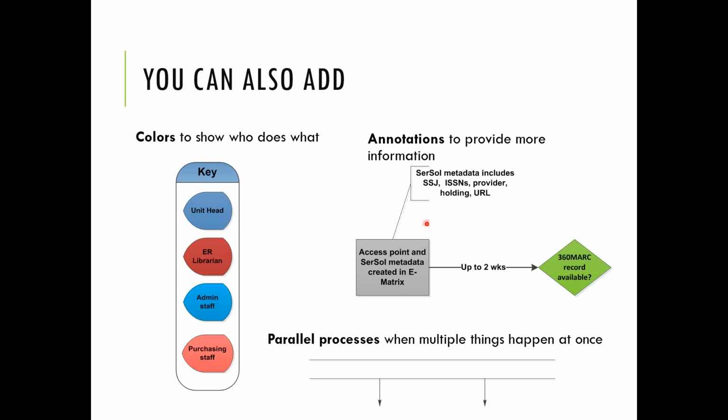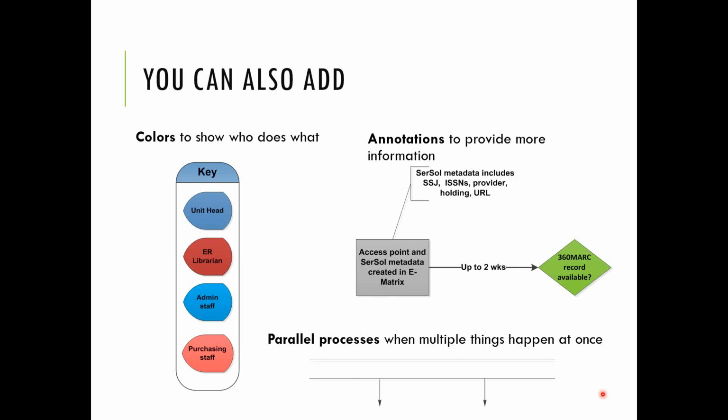Annotations are useful if you've got a process or something in your workflow and you want to give a little bit more information about that. You can basically just use that as a place where you can put some notes that give additional context. And then finally, parallel processes are when multiple things are happening at the same time.